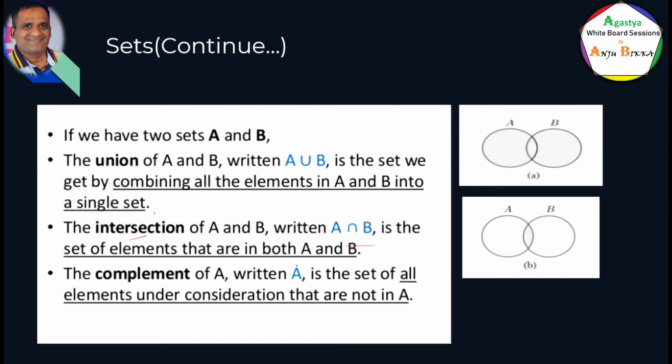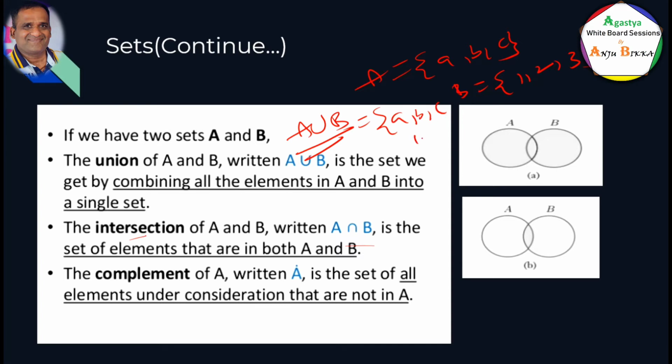If we have two sets, A union B, if A is consisting of a, b, c and B is consisting of 1, 2, 3, then A union B is a, b, c, 1, 2, 3. So this is the Venn diagram. This area is a common area. If any element, for example if you have X here and X here, this is the common element here. So here a, b, c and 1, 2, 3.